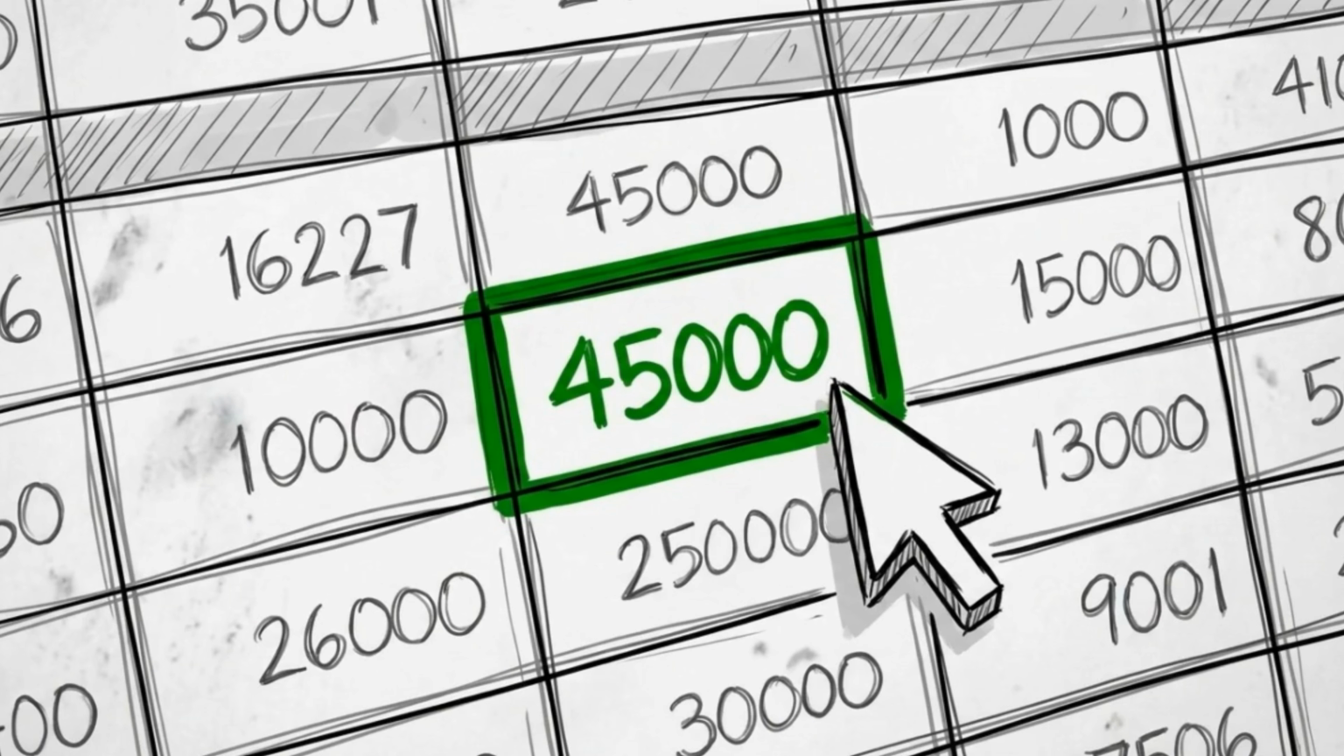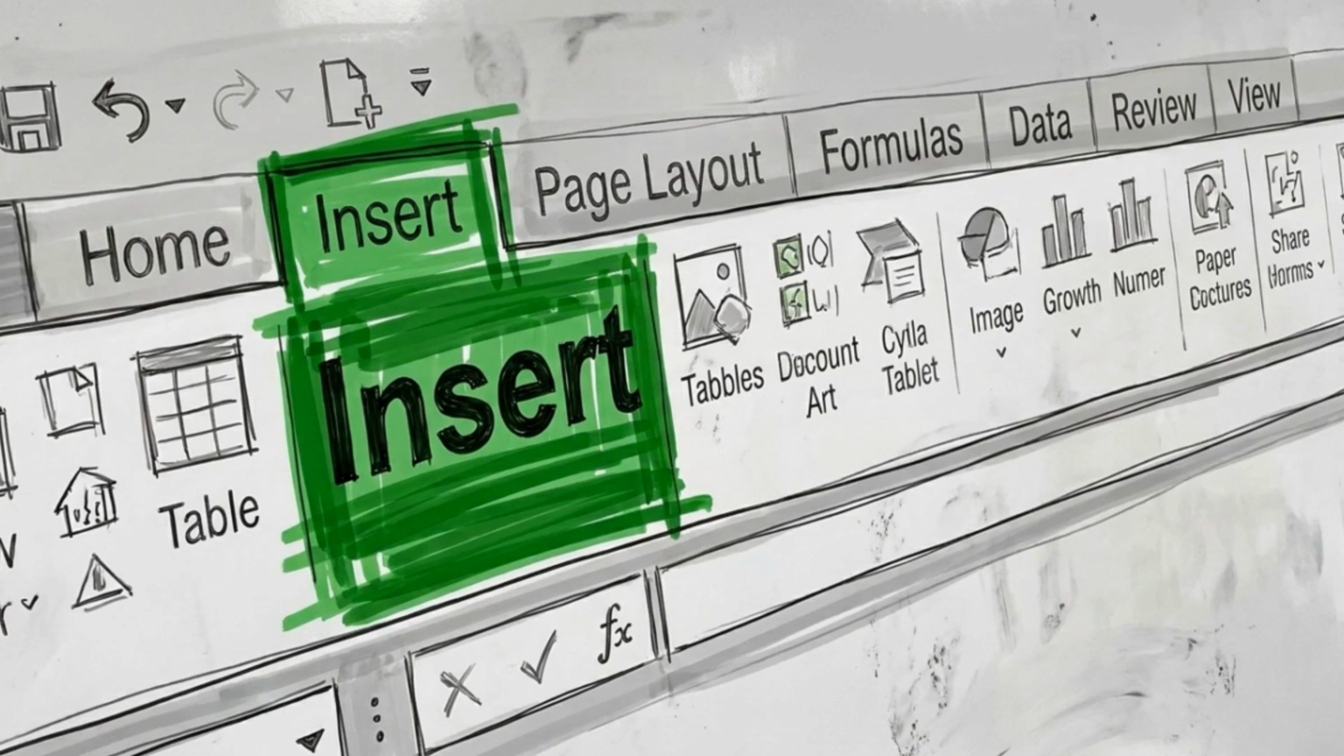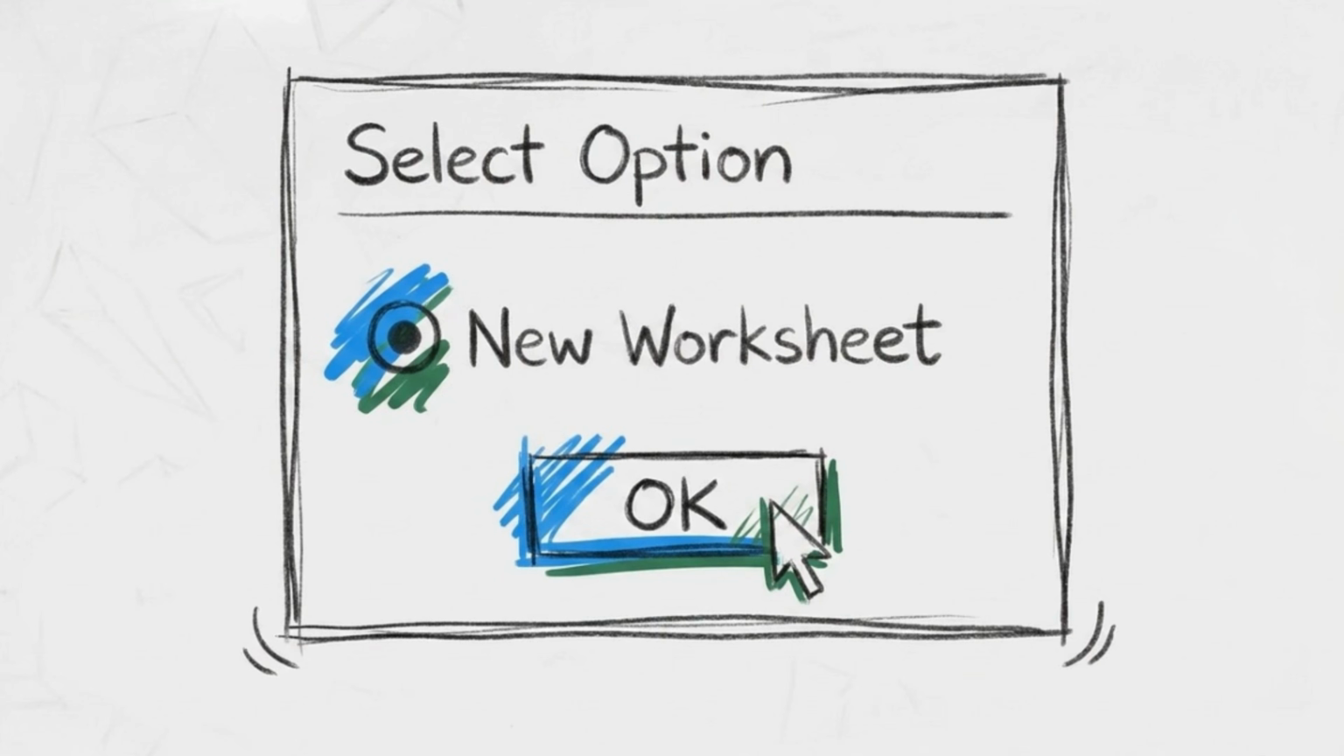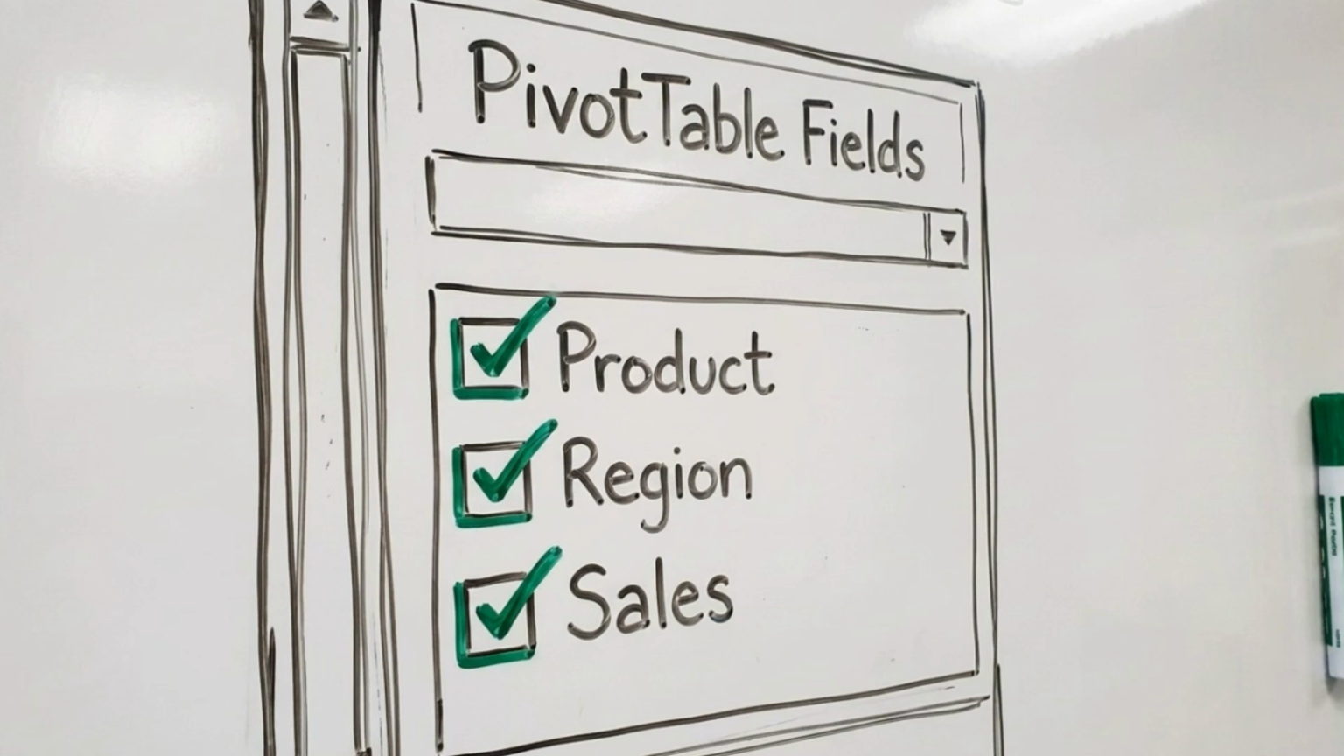Step 1. Click your data table. Go to the Insert menu, click the Pivot Table button, choose New Worksheet, and click OK. A new blank screen appears. On the right side, you'll see your Control Center, the Pivot Table Fields panel. This lists all your clean column headers.